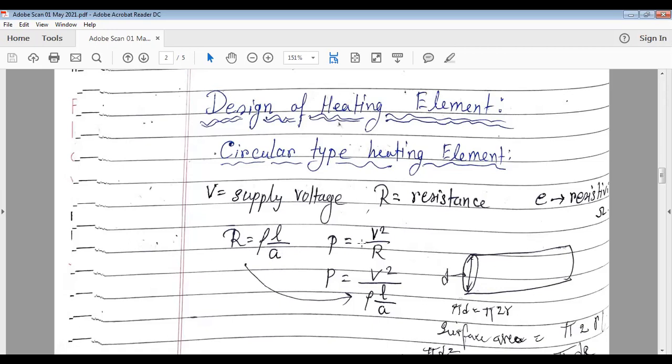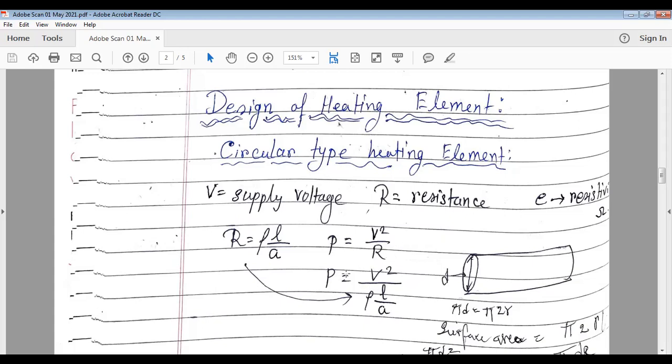We know P equals V into I cos phi. Now we are assuming that cos phi is unity, so it became P equals V into I. We know I equals V by R, so V by R into V. So it became V square by R. I am just reminding you because electrical engineers have done this maybe a thousand times.